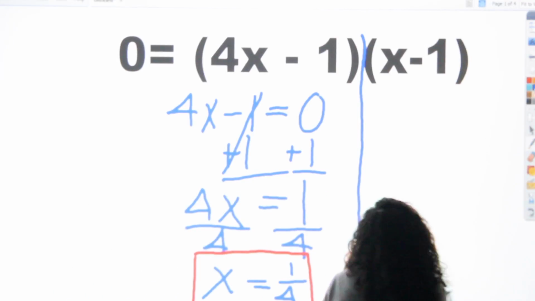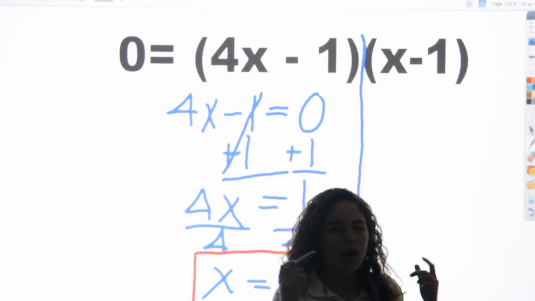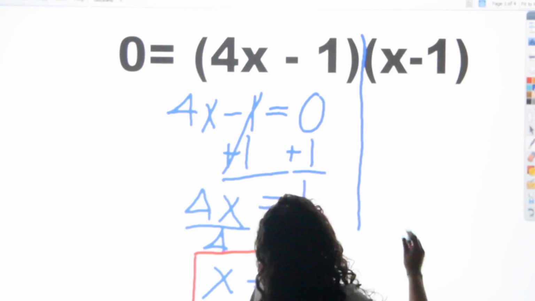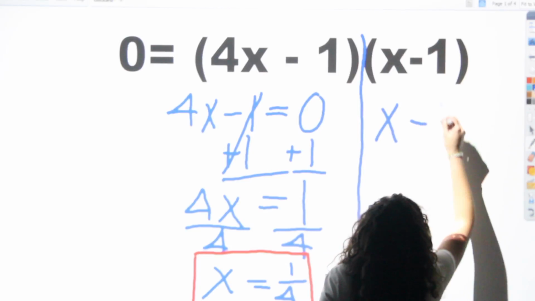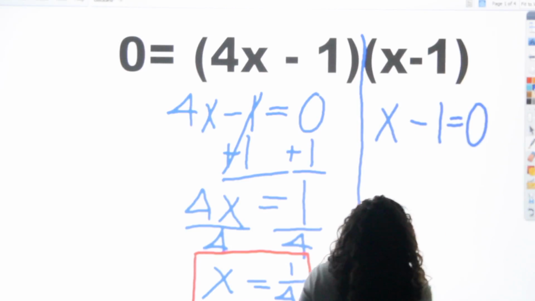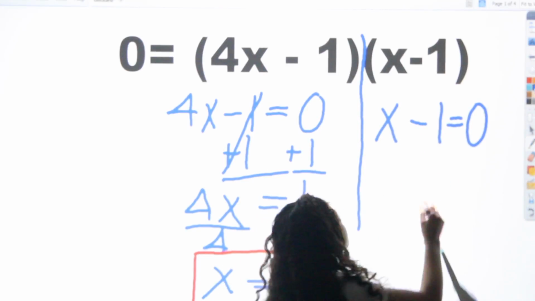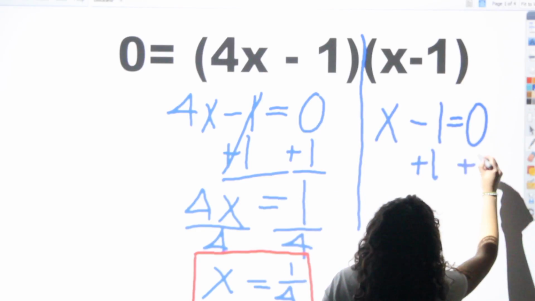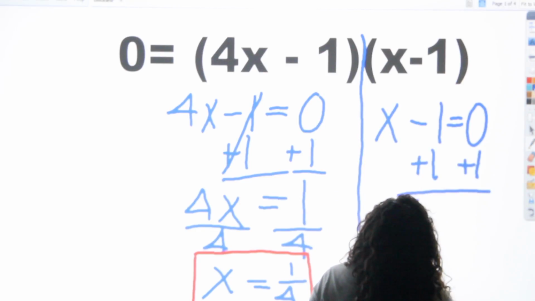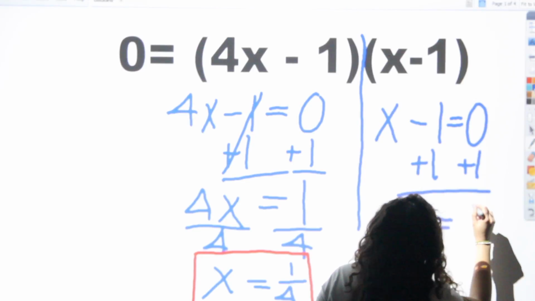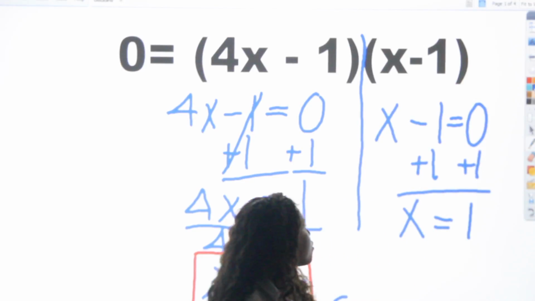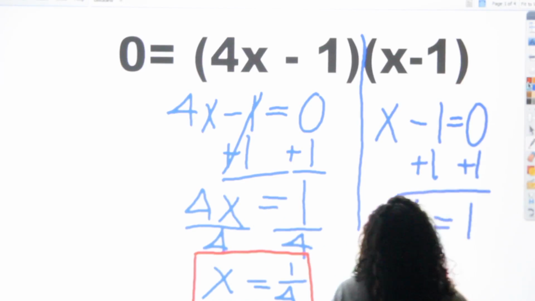Remember, it's a good idea to rewrite the problems. That way, you don't lose track of what you're doing. x minus 1 equals 0. We're going to add 1 on both sides. Plus 1, plus 1. So x equals positive 1. And those are your two solutions.